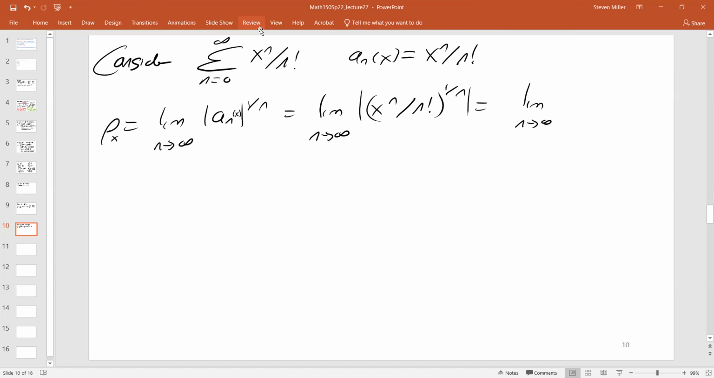X. So I'll just have the absolute value of x for the numerator, and then I'll have n factorial to the 1 over n for the denominator. So it's going to just be the absolute value of x times the limit as n goes to infinity of n factorial to the 1 over n. I'm going to just divide by that, and I'm going to use the limit of a quotient is the quotient of the limits. So it all comes down to, what do you think n factorial to the 1 over n will be?